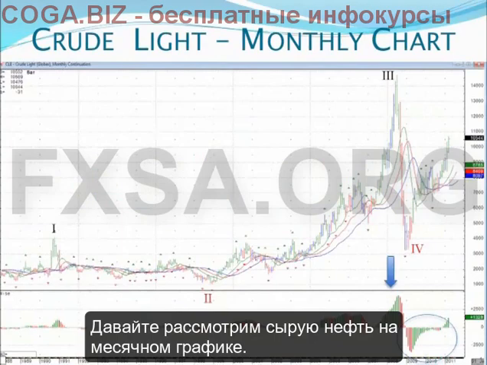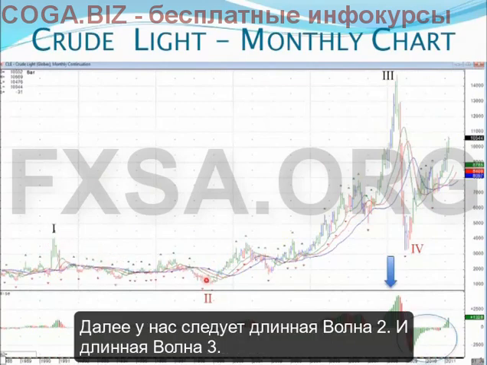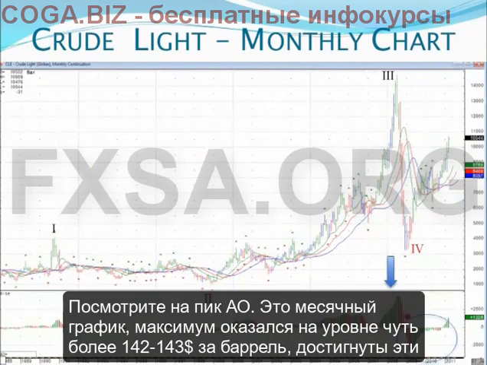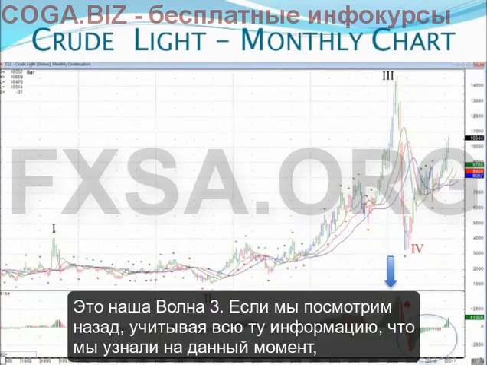Let's take a look at this crude oil on the monthly chart. Now if we notice here, starting on the left, we have a little wave 1 up, we have a long wave 2, and a long wave 3. Looking at the peak on the AO, this monthly chart, this high up here, which is a little bit over about 142, 143 a barrel when it hit those highs back in 2008. That is our wave 3.